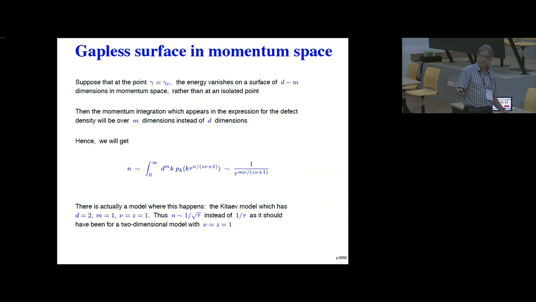So this is something that I just said theoretically. Now I'm going to show you a model where this really happens. This is a Kitaev model, which is a model in two dimensions where M is 1, and U and Z are both 1. So we get N equal to 1 by root tau, which is different from what would have happened if you just put D here. If you just took the traditional Kibble-Zurek scaling, you would put D here and you'd get 1 over tau. But you actually get 1 by root tau.